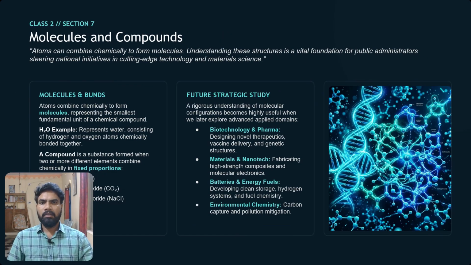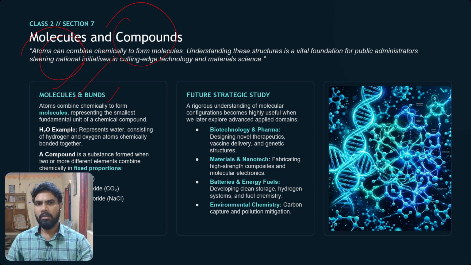Right. The next area we will try to understand is molecules and compounds. What are molecules and what are compounds? If you see the concept of molecules and bonds, we have seen individual atoms, hydrogen, oxygen, carbon, etc. They combine chemically, and bonds will be formed between them. It's bond, B-O-N-D, bond.